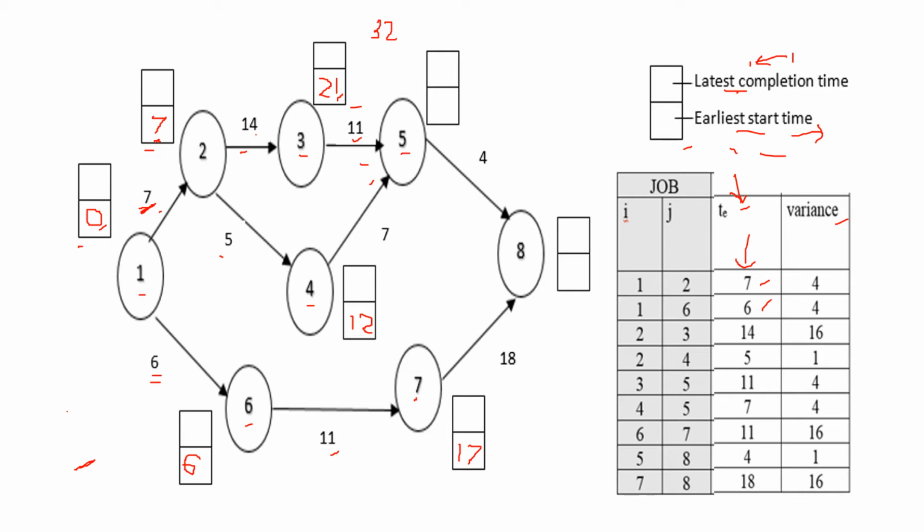And then here 12 plus 7, that is 19. So two values are there. From 3 an arrow is coming and from 4 also an arrow is coming, right? So you have to take the maximum of that. So considering this path, 21 plus 11, that is 32, and here 12 plus 7, that is 19. So the maximum is 32. So you have to take 32 here.